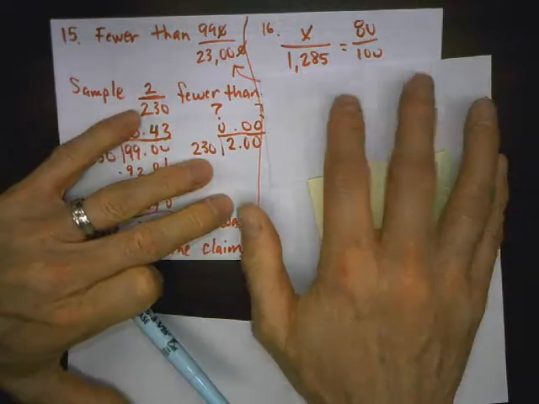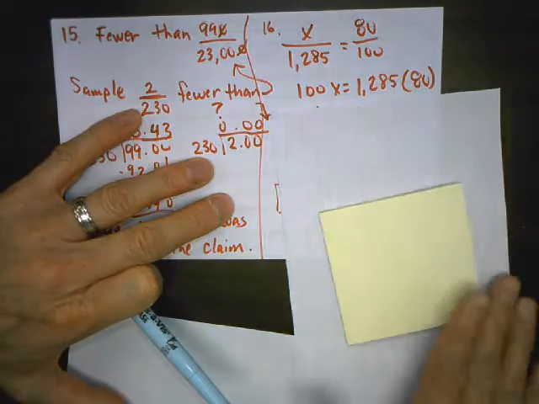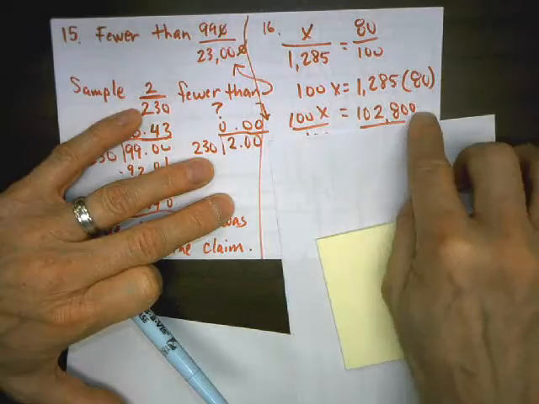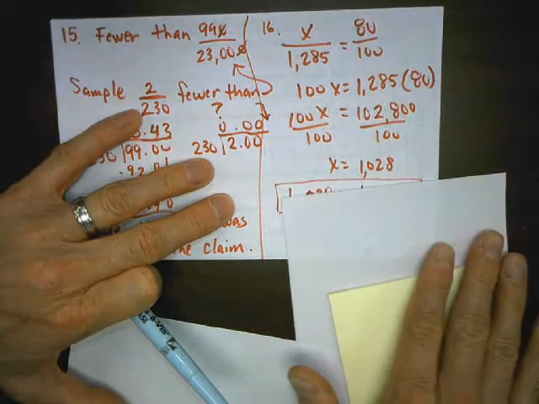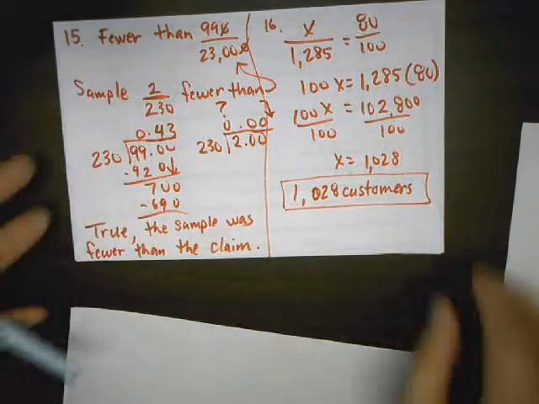So I plug that number in. Again, cross multiply and divide. Dividing by 100 is easy. We move the decimal 2 times to the left, and we see that it should be 1,028 customers.